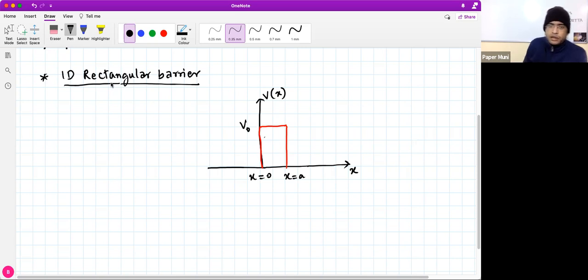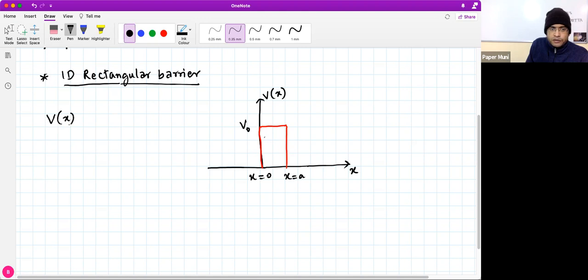All right, and from this we can associate this model with most of the quantum tunneling happening, which is observed in nature as well as in experiments. All right. So let's talk about it mathematically now.